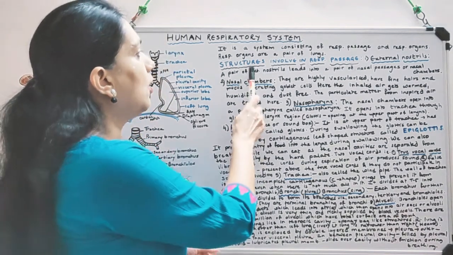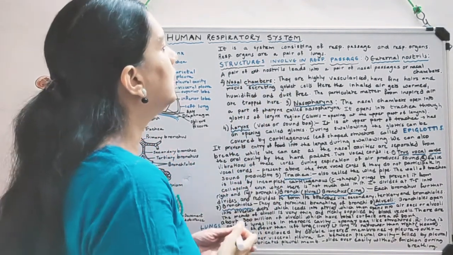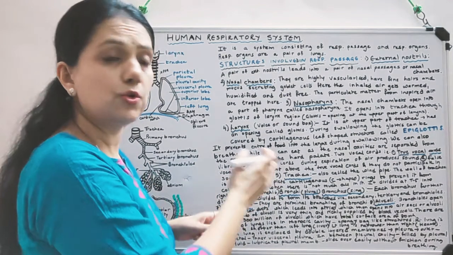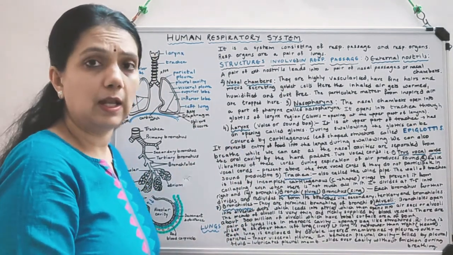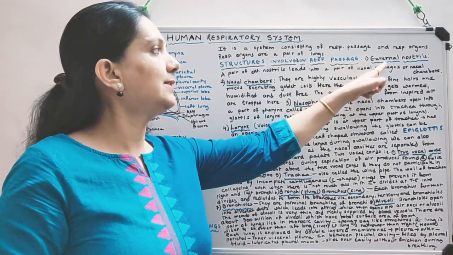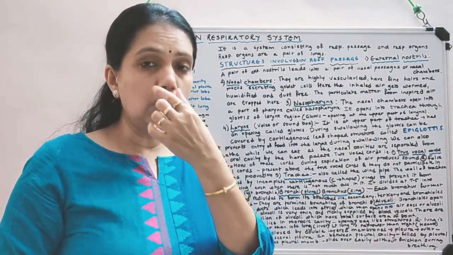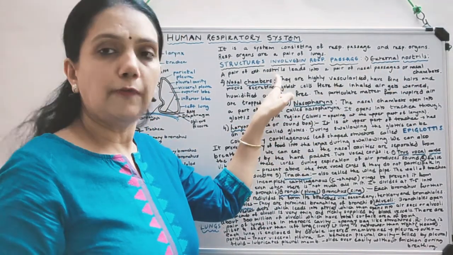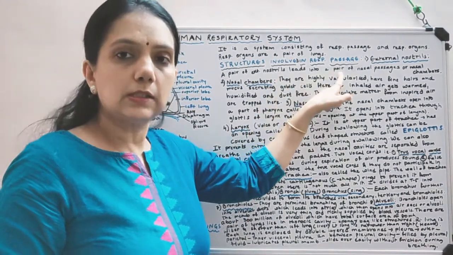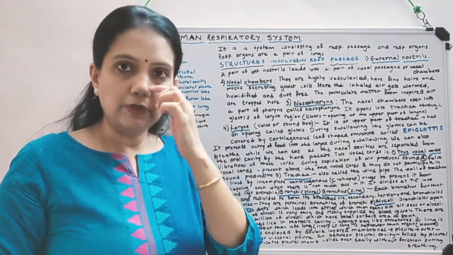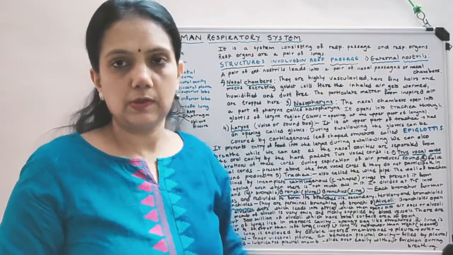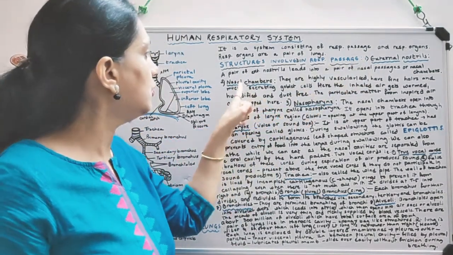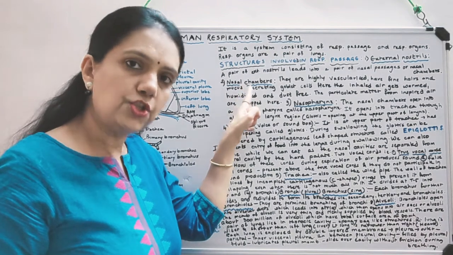Now, under the heading of structures involved in the respiratory passage, let's study one by one, and I'll show you the diagram which I have drawn over here as well. The first structure is the external nostrils. This is the nose, and the holes over here are called the external nostrils. A pair of external nostrils leads into a pair of nasal cavities or nasal chambers.